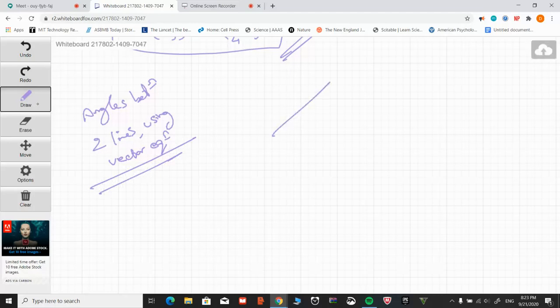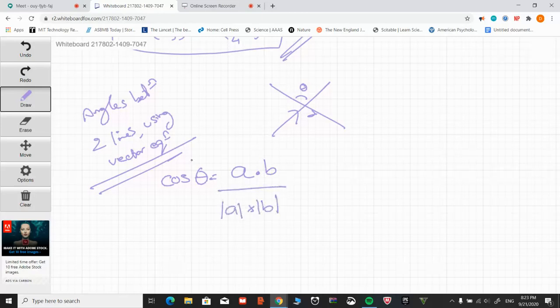Recall that in order to find the angle between two vectors, let's say theta, the formula is cos theta equals the first vector dot product with the second vector, divided by the product of their moduli. So if I ask you to find the angle between two lines, you need two vectors and then just put them into the formula.